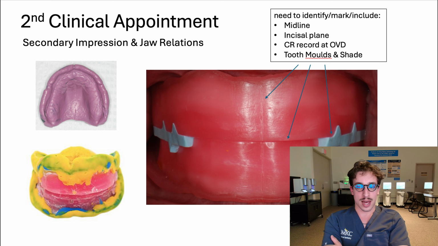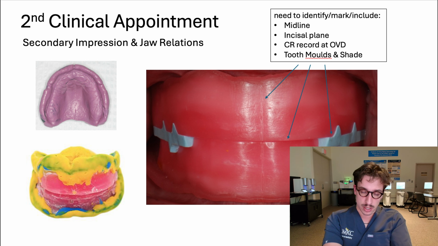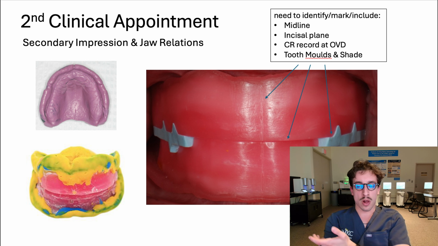So again, I can't stress that enough, especially for all of these steps. You need to make sure that you've taken that occlusal registration. On your wax rim, just like you would for a conventional denture, you need to mark the midline, the incisal plane, and then obviously the CR record at OVD, and then also your tooth molds and shade. The shade is going to be for the final prosthesis because we just 3D print these try-ins in only one shade. But you do need to explain to the lab what shape of teeth you want. You need to tell them the mold and everything, because they're going to then take this.